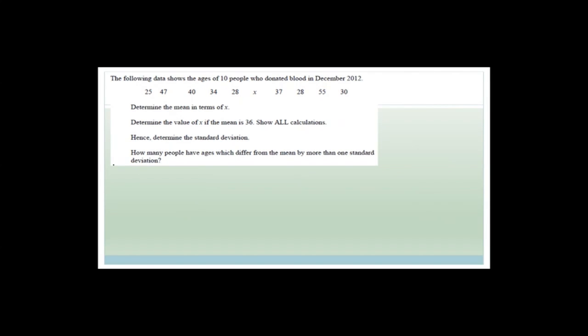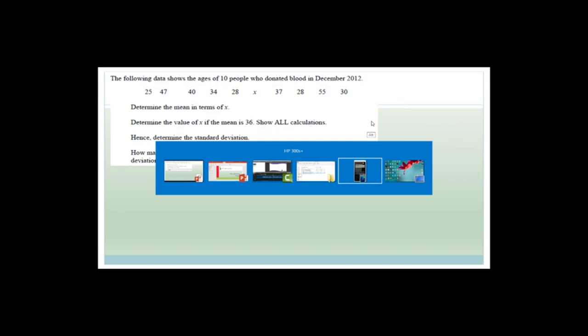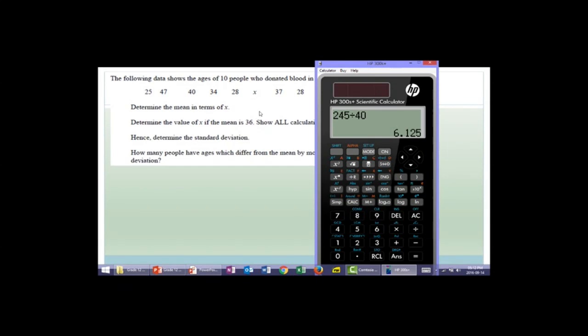Right, let's try another one, but this time we're going to look at determining our standard deviation. Okay, so before we do anything else, it says the following data shows the ages of 10 people who donated blood in December of 2012. And it says determine the mean in terms of x. Okay, so do you agree that for the mean, we add all these numbers and then we divide by 10 and we would get our mean. So what we're going to do is just use our calculator to add the numbers for the time being. So let's do that.